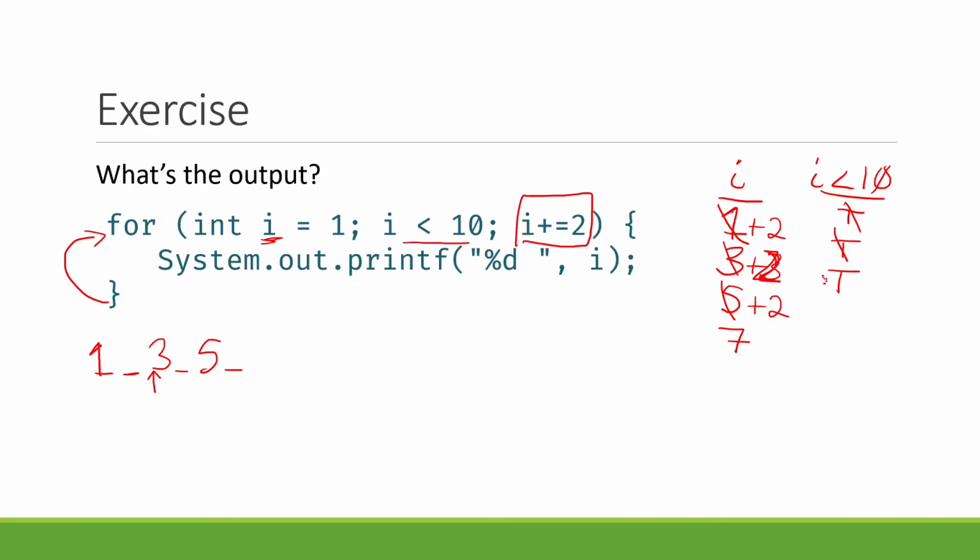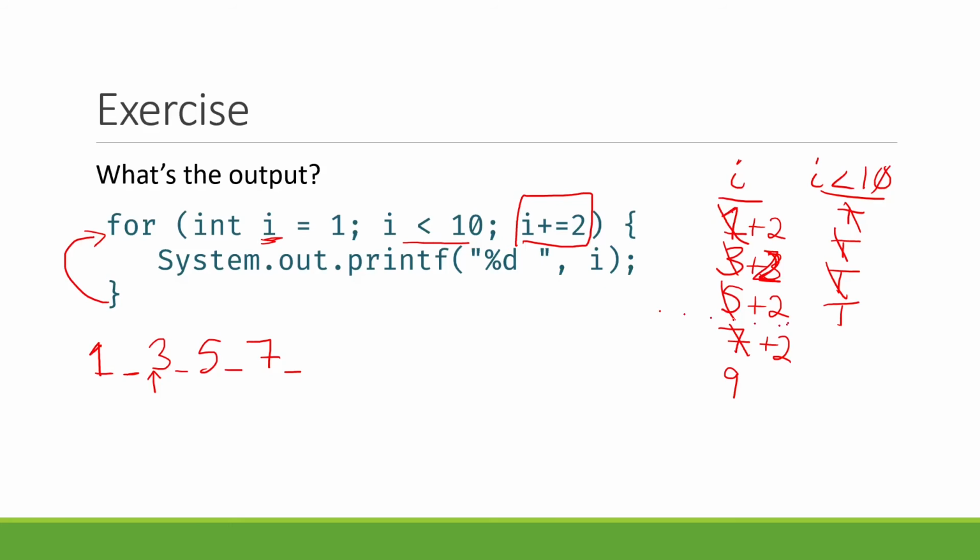So is 7 less than 10? Yes, this is true. So I'm going to go inside my loop again. I'm going to printf my value of I with a space after it. So it's going to print 7 followed by a space. And then we loop back up to the top. Before we can do anything else, we have to increment our I by 2. 7 plus 2 is 9. So our new value of I is 9.